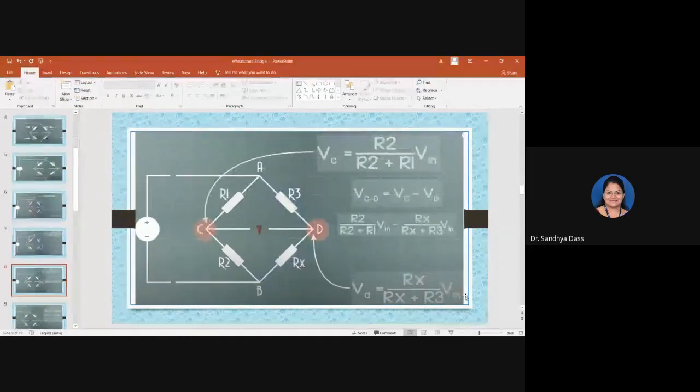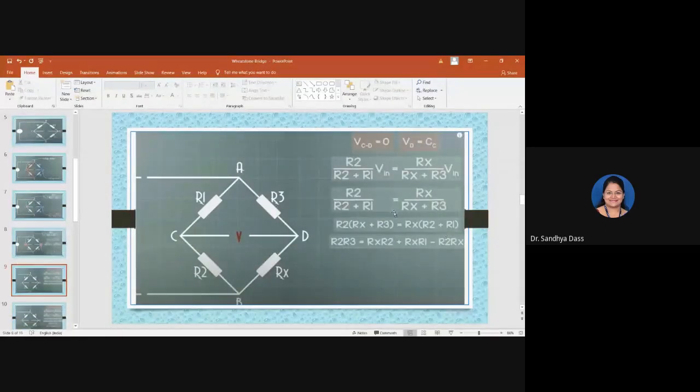Okay, so as I said, if the potential at these 2 points has to be the same, which means that VCD should be equal to VC minus VD, right? So when you substitute that, R2 by R1 plus R2 into V in minus Rx by Rx plus R3 into V in, all right? What do you get? Taking VCD equal to 0, wherein VC should be equal to VD. That is what we are looking at, right? So potential at this point should be equal to potential at this point.